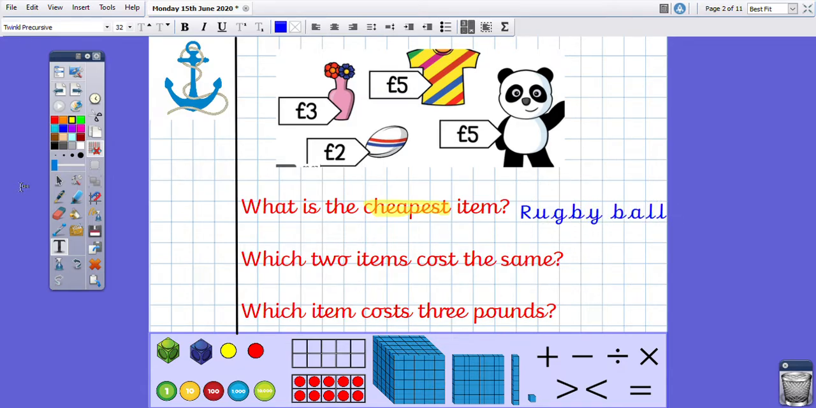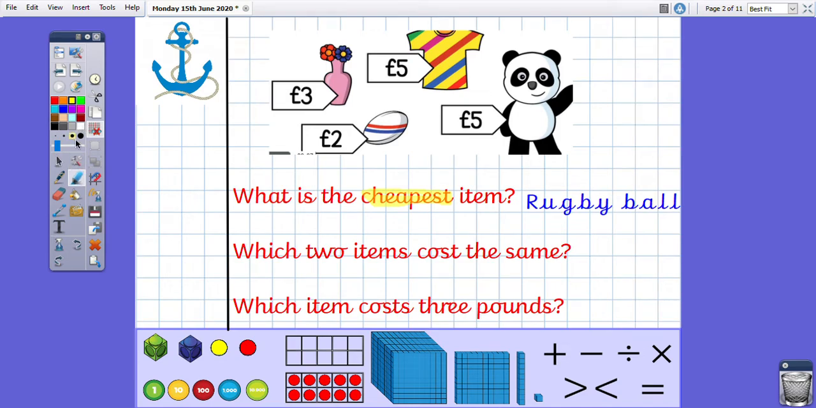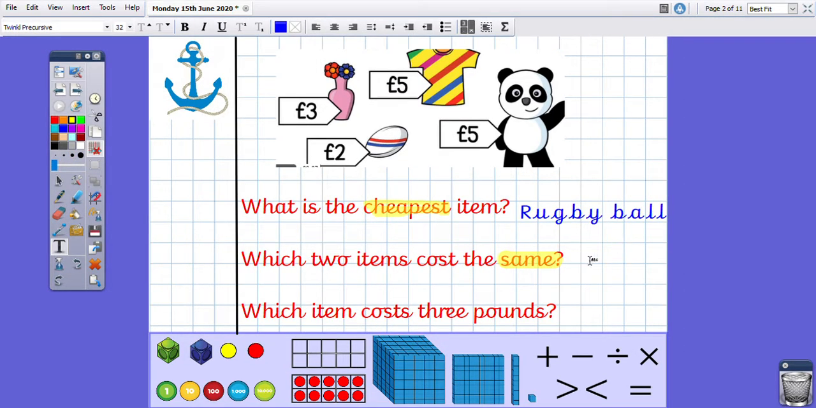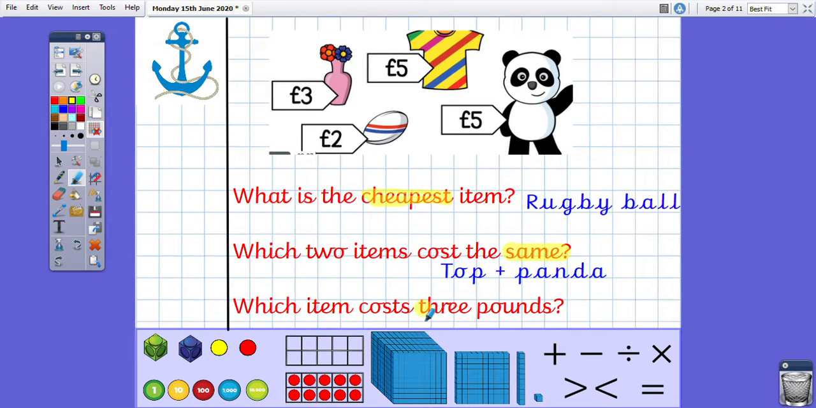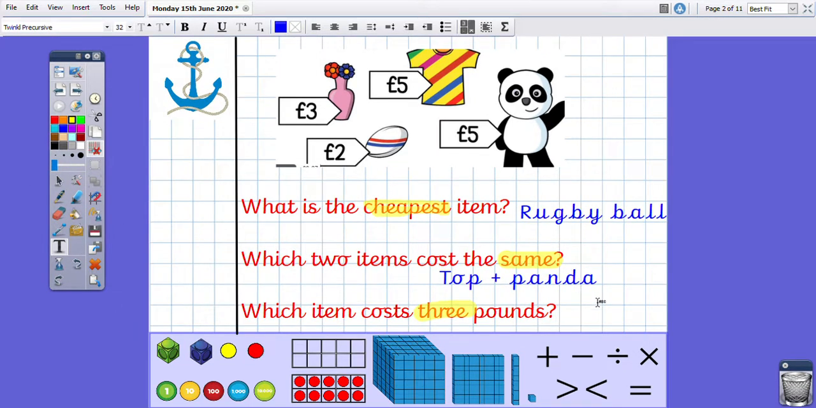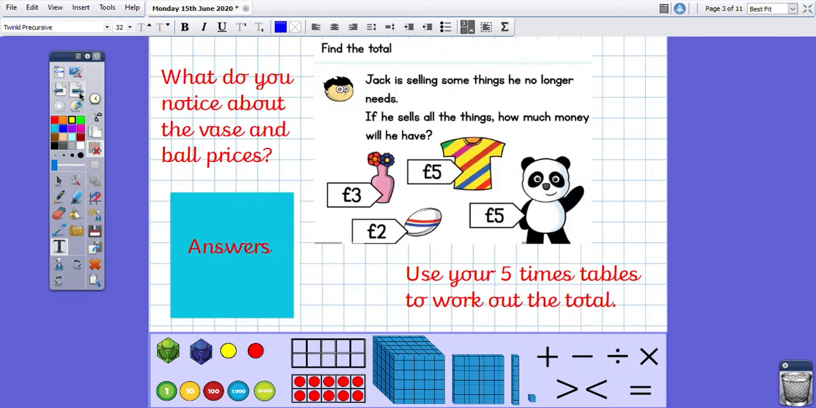Which two items cost the same? The same is the key part of that question. And it is the t-shirt, or the top, and the panda. They cost the same. And which item costs £3? So you're looking for something that costs £3. And that is the flowers. Well done if you got all of those correct.